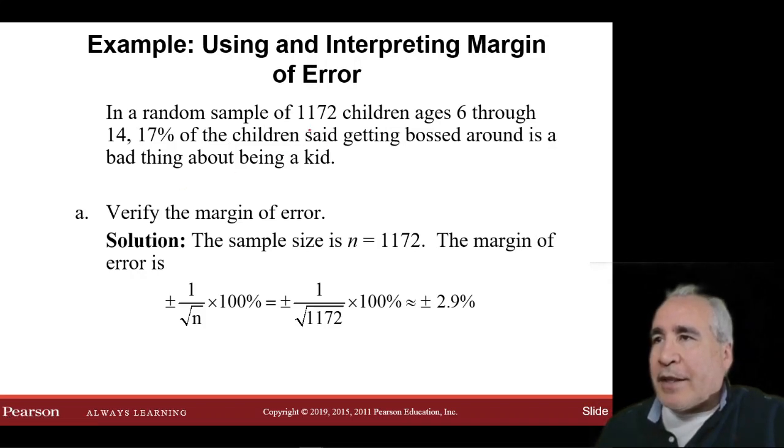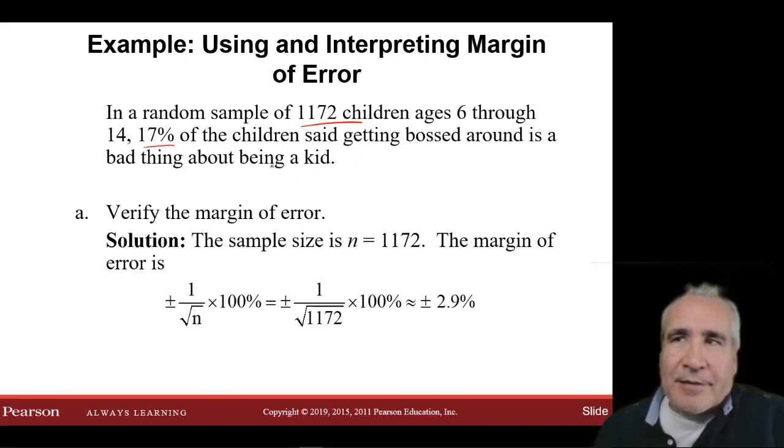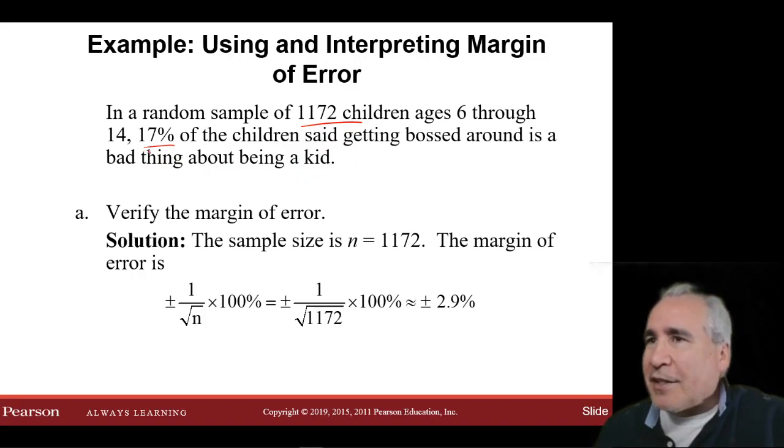Okay, so we've got this random sample of 1,172 children. What does that do for us? They measured and found that 17% of the children said that getting bossed around is a bad thing about being a kid. So only 17%. I don't know, in my neighborhood, we're always getting bossed around. But what does that 17% really mean? Because this is all the people we asked. So we're going to find the margin of error.